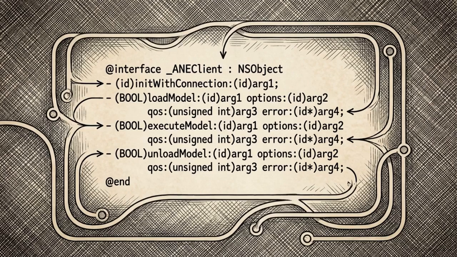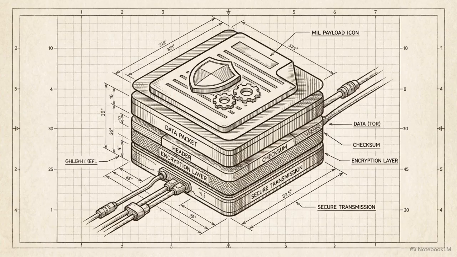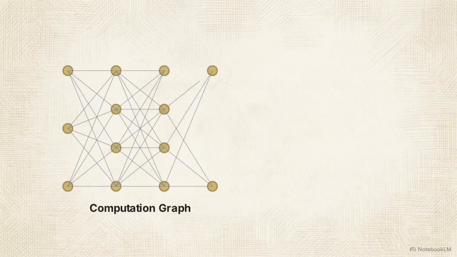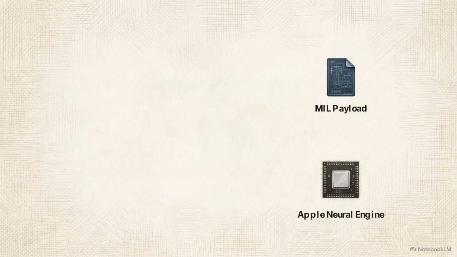Within that private framework, the App ANE class acts as the low-level Objective-C interface used to compile, load, and evaluate models. The primary program format submitted to the engine is MIL. MIL stands for Model Intermediate Language, an internal format used by Apple to represent neural network computation graphs before they are compiled into hardware instructions.